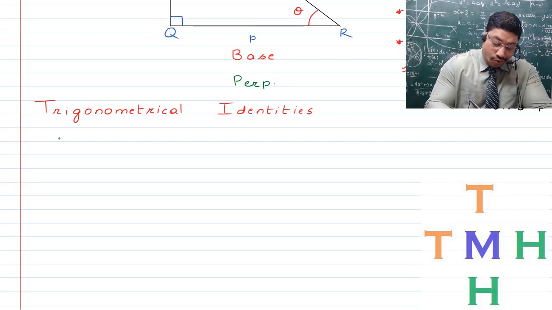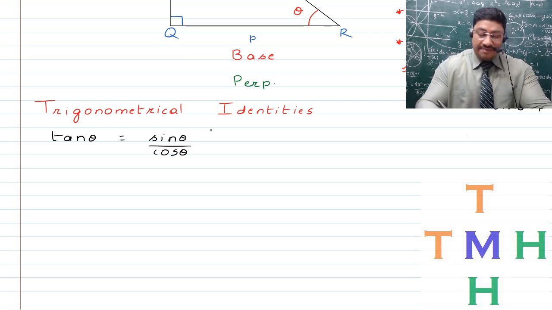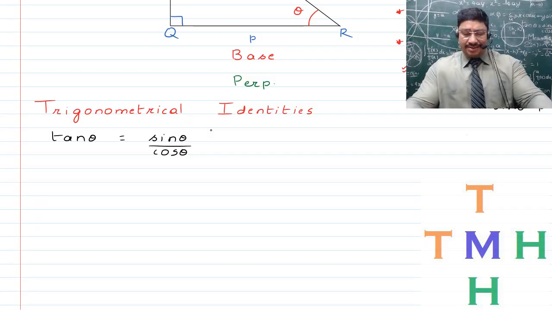That is, if you talk about tan theta, then tan theta is given to be equal to sine theta divided by cos theta. So if you just keep the value of sine theta and divide it by the value of cos theta, you will get tan theta, right?